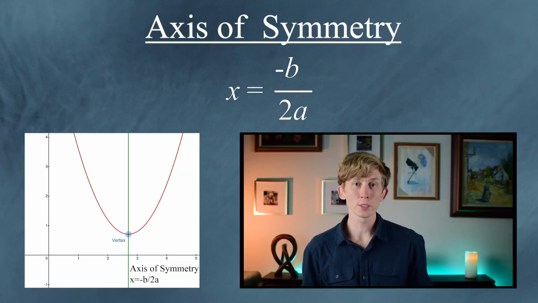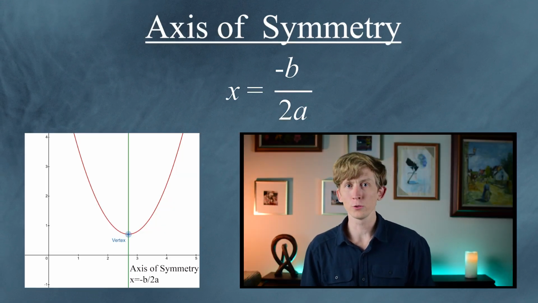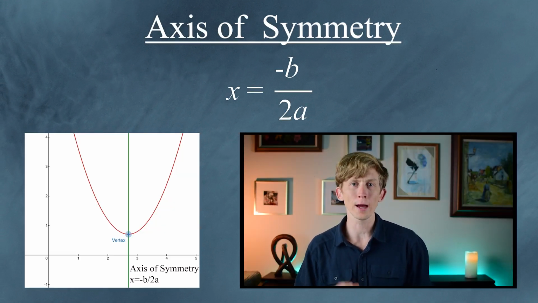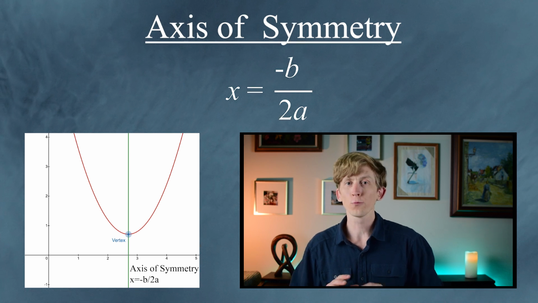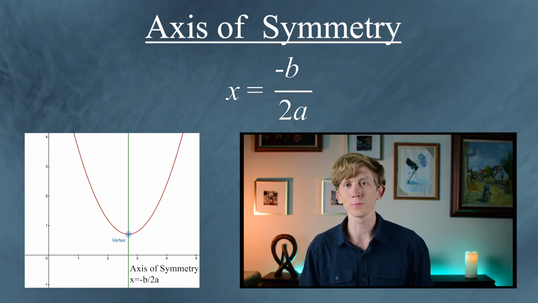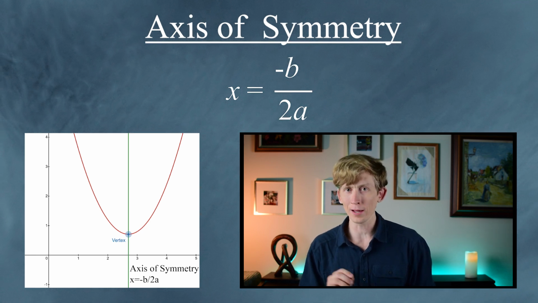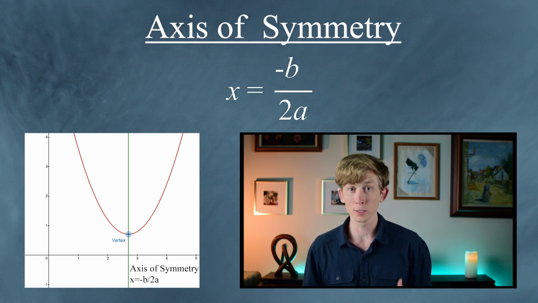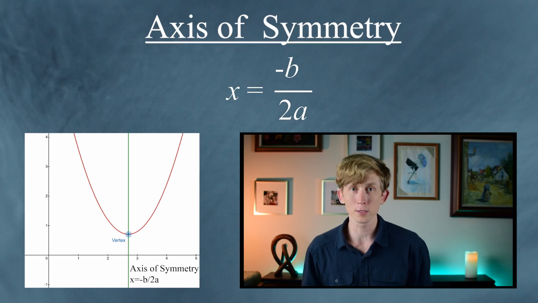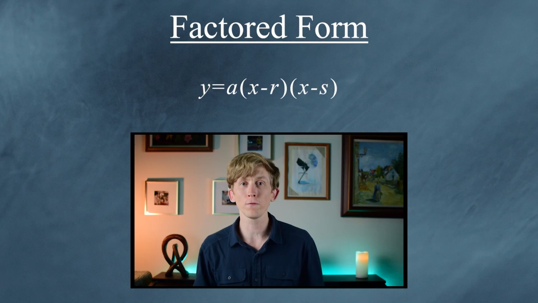Not coincidentally, x is equal to negative b over 2a is also the equation for the axis of symmetry of a parabola, regardless of how many x-intercepts the parabola has. Locating the x-coordinate of the vertex by hand is extremely important on the digital SAT, so you need to memorize this as well. The second form of quadratic equations that you need to know is factored form.